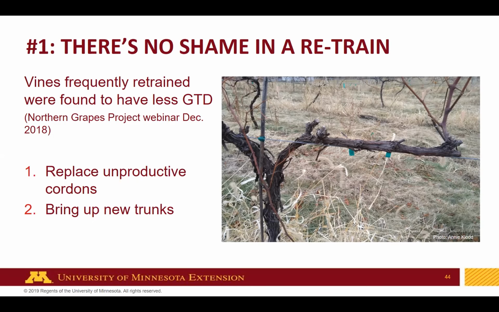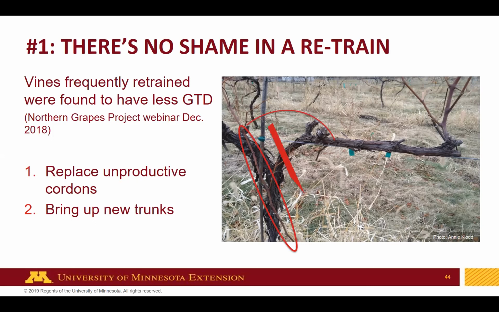And there was data presented in the Northern Grapes Project webinar in 2018 that vines that were frequently retrained were found to have less grapevine trunk disease. So here we're cutting off that cordon. We're identifying a nice sucker with good bud placement coming out from the ground, and we are training that one down as a new cordon.